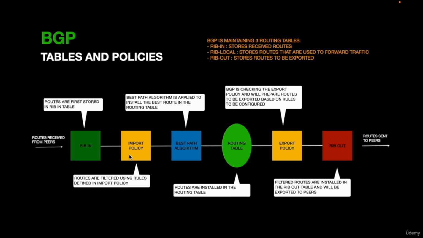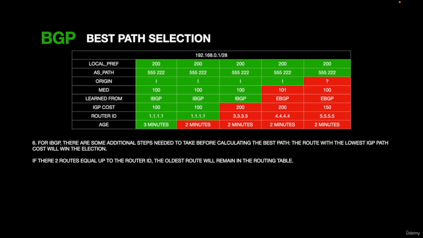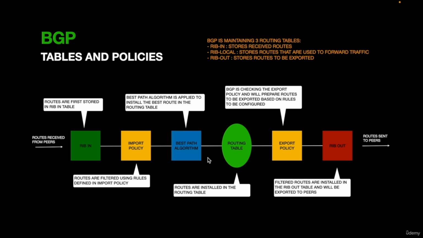After that we'll have import policy configured on the device, and the routes learned from RIB-in will be filtered according to the import policy rules. After that, the best path algorithm will calculate the best path using this procedure here, and only after that the routes will be installed in the routing table.